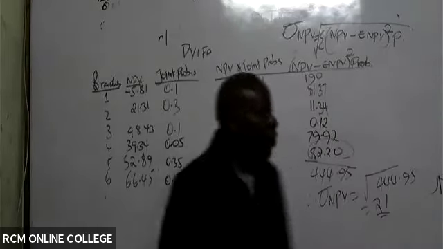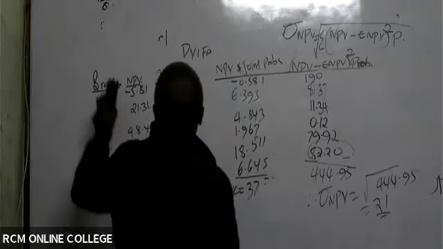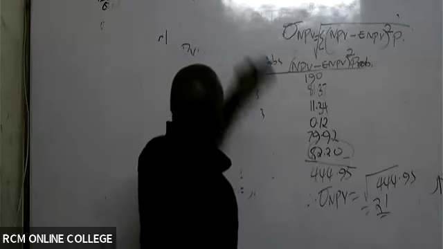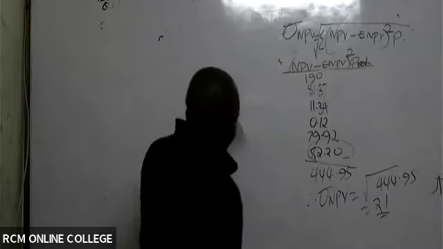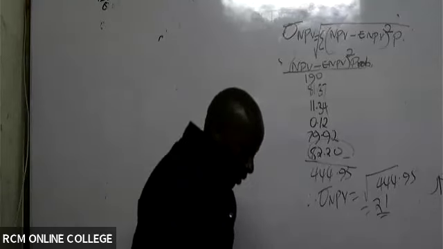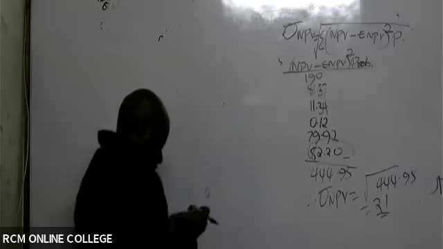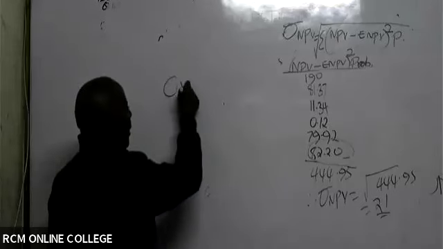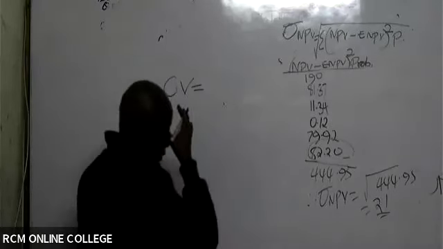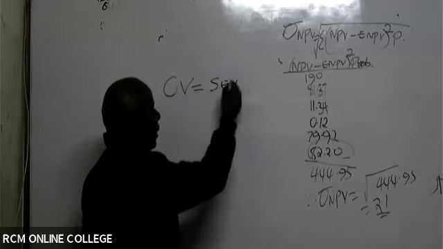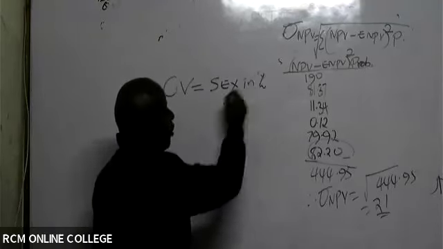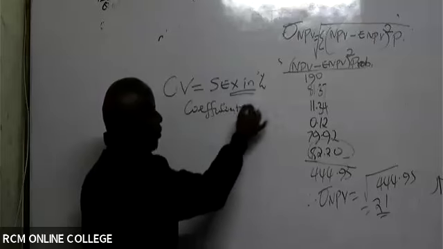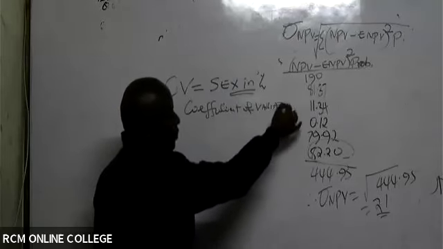All right, ladies and gentlemen, in most cases, after you've done all these, they will ask you something very easy called the coefficient of variation, which we call CV. How do you remember this very fast? CV is sex in percentage. That's how you remember this very easily. It's called the coefficient of variation.